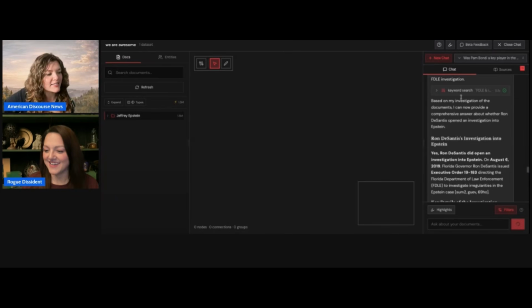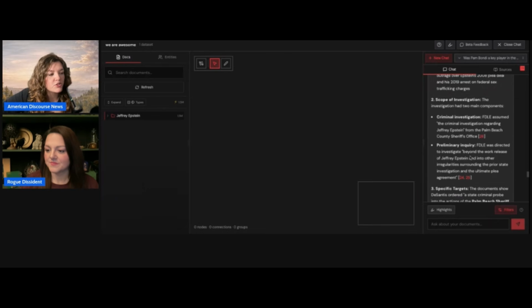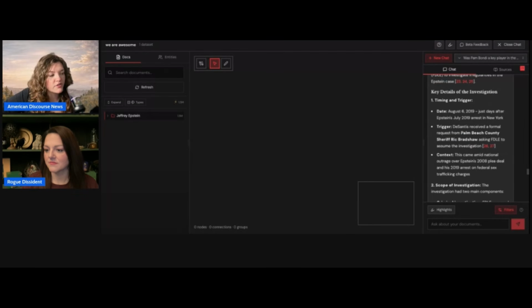So Ron DeSantis did open an investigation into Epstein on August 6th, 2019. So what we just proved by looking at this was Pam Bondi had no interest in investigating. Just blinders on. And I've done a deeper dive, and it'll even tell you that she obviously would have been completely aware of the investigation the FBI was taking during this time.